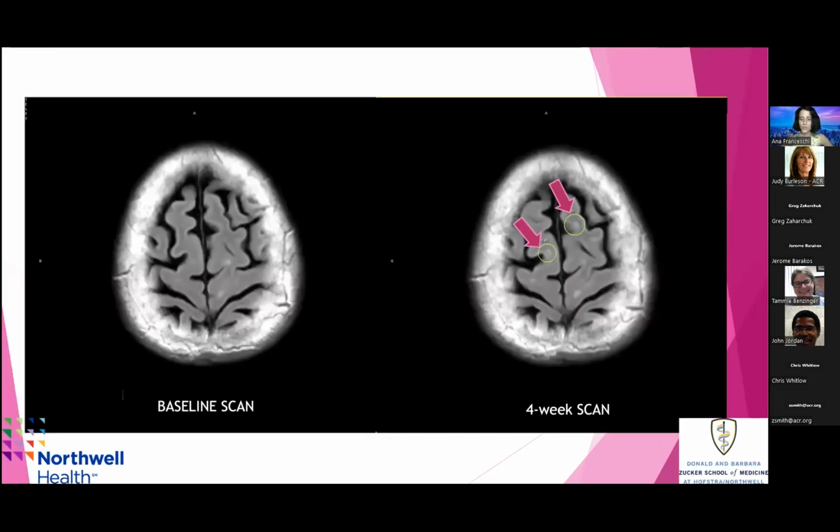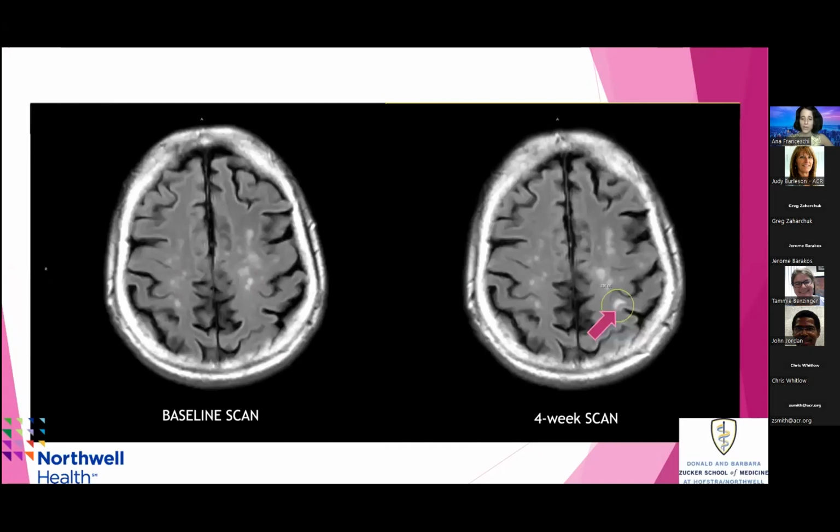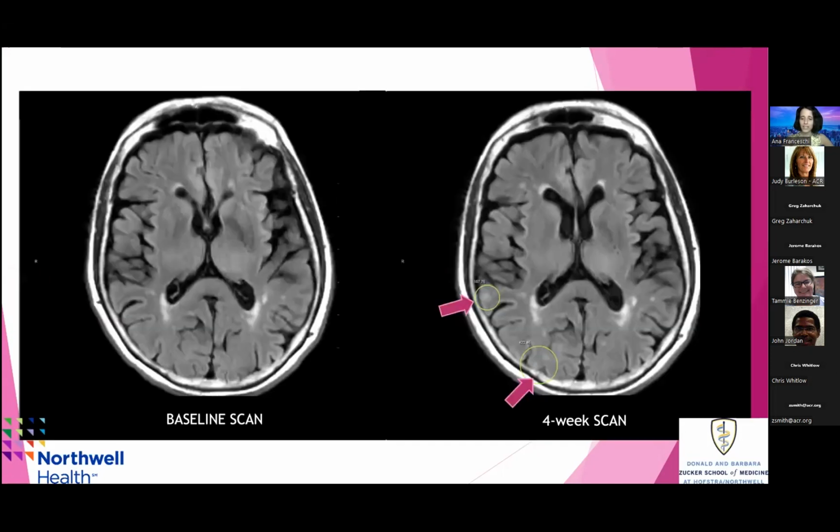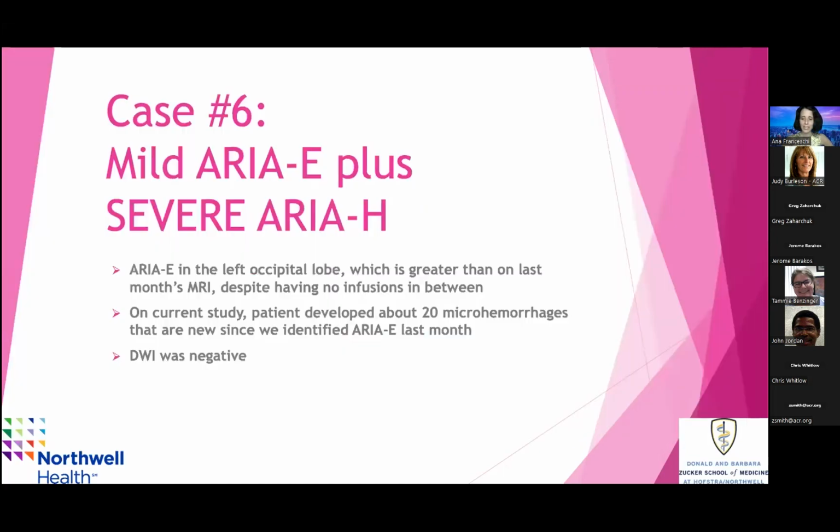I'm just going to scroll through the images just so you get a sense of how relatively subtle these findings can be. So on the left, you have the baseline scan, and on the right-hand side, the 4-week scan. And again, this patient was completely asymptomatic. So I have the findings here circled within the green circles, so you can get a sense of how relatively subtle this can look. All right, so the next case was an example of mild ARIA-E with severe ARIA-H.